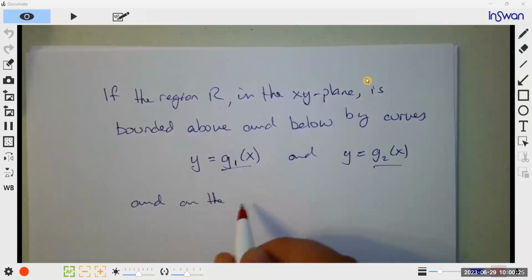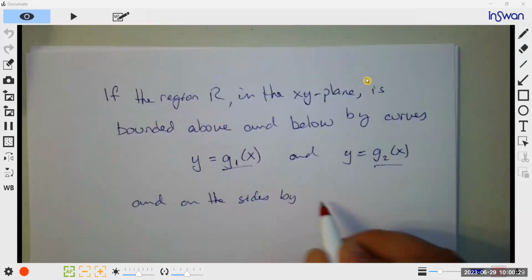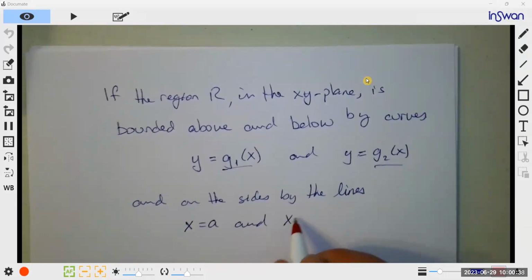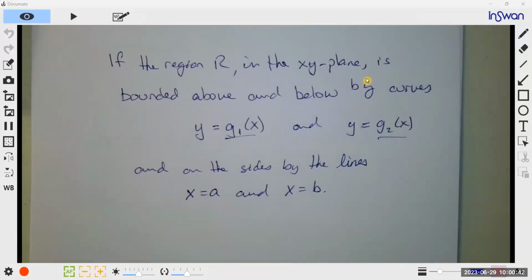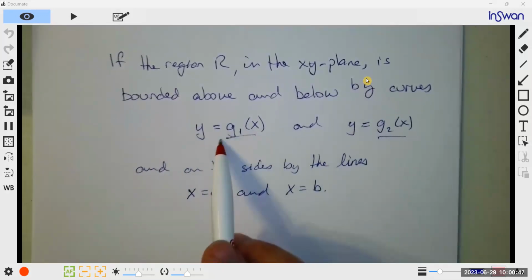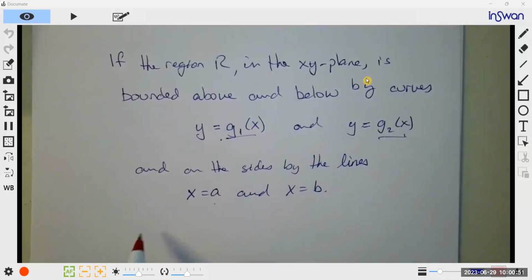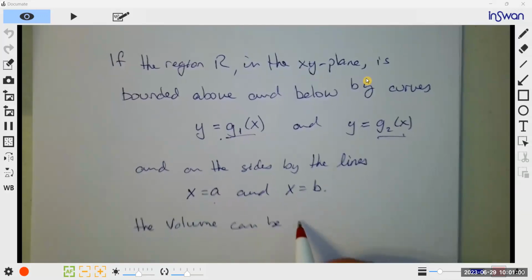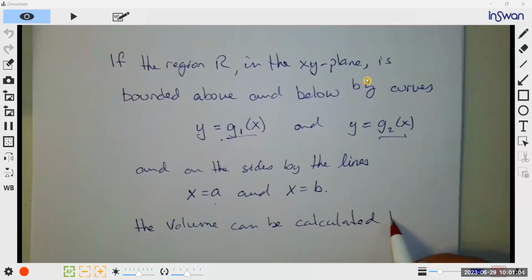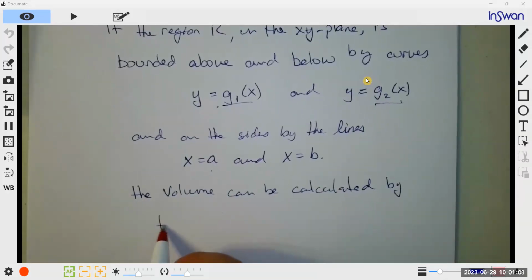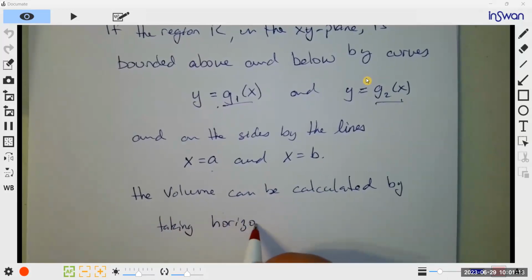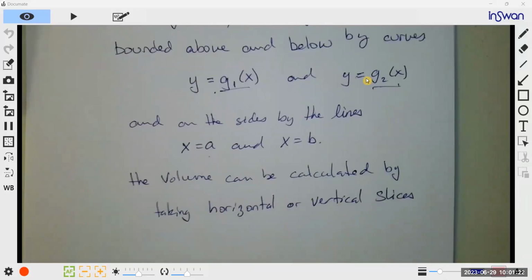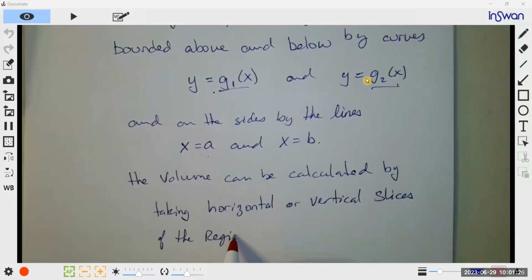So we're bounded above and below by the curves, that and that. And on the sides, by the lines x equals a and x equals b. If the region is bounded by curves above and below, and on the sides by the lines, the volume can be calculated by taking horizontal or vertical slices of the region R.